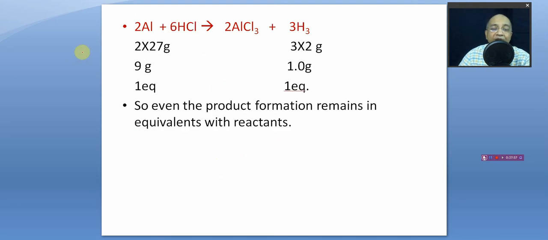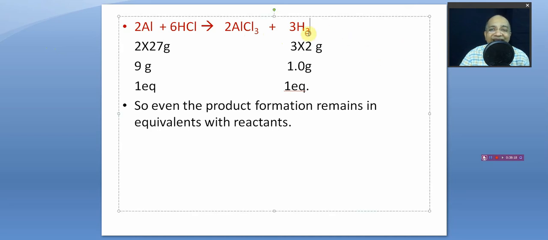Now see, I have given another reaction: aluminium with HCl to give aluminium chloride. In terms of mole, the ratio is 2:6, which means 1:3. So 2 into 27 gram. Now I have given you the relationship with products.